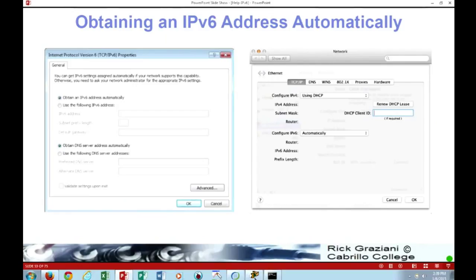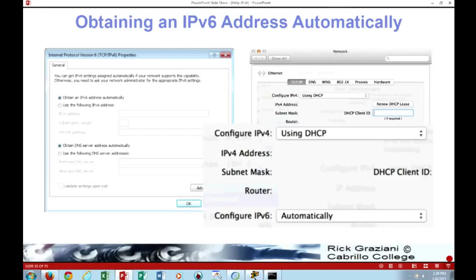Okay, so obtain an IPv6 address automatically. Just go into the properties, obtain IPv6 address automatically. What I find interesting on my Mac is that for IPv4, it says using DHCP when I want to get one automatically. But for IPv6, it just says automatically, because it may not need DHCP. Chances are that's not what it's going to use.